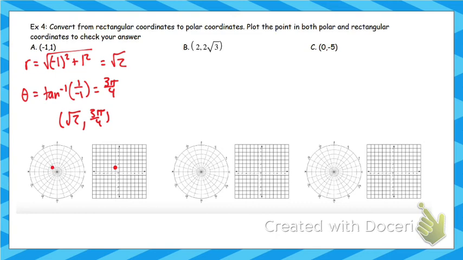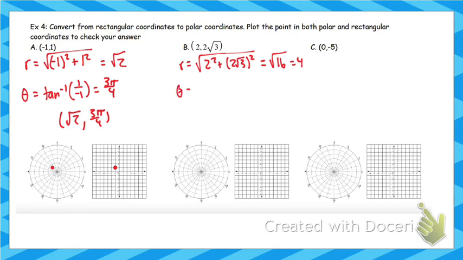All right, let's go to the next one. Let's find our r value. 2 squared plus 2√3 squared. If I square that, that's going to be 4 plus 2√3 squared, which would be 12. So that's going to be the square root of 16, which is 4. All right, so that's my r value.